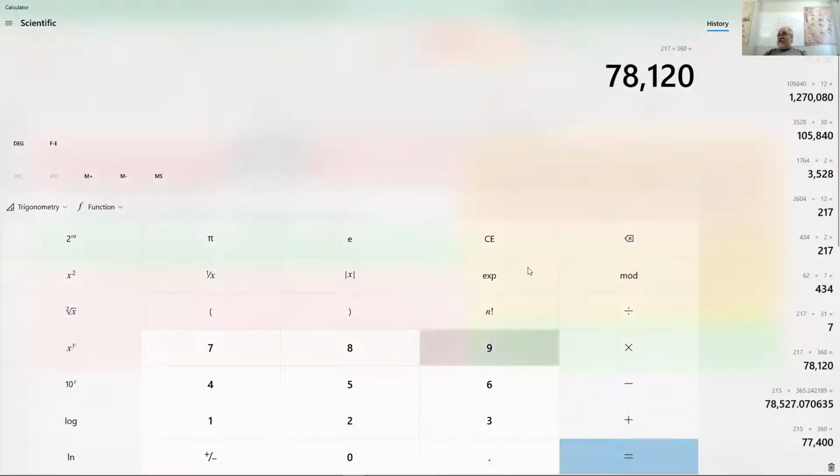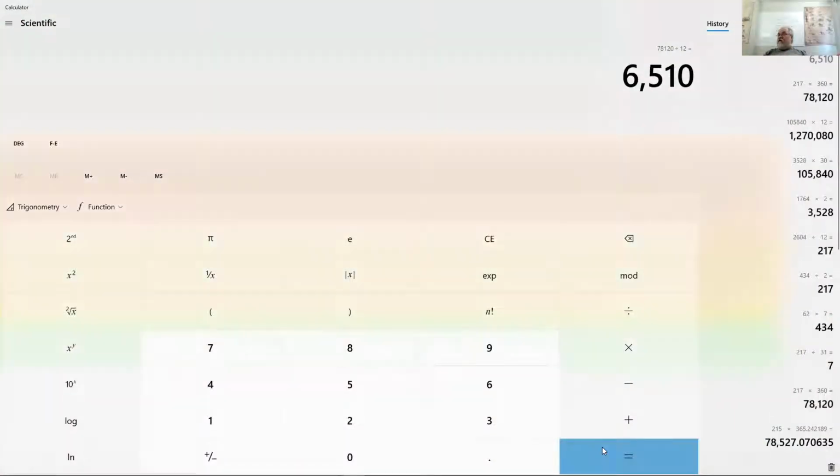There was something I'd seen before, and I can't remember what it was. I should have written it down. I was doing lots of calculations. So I want to go back to this 217 years. So the 217 years times 360 is this many. Now, if we divide it by 12, okay, we get 6,510. So that's the number of prophetic days.